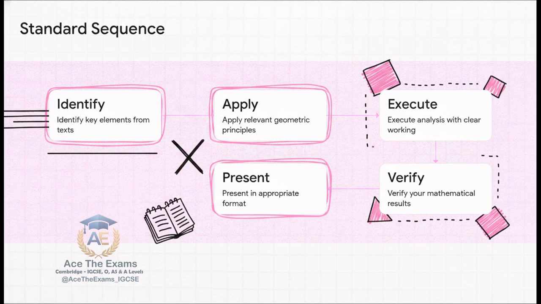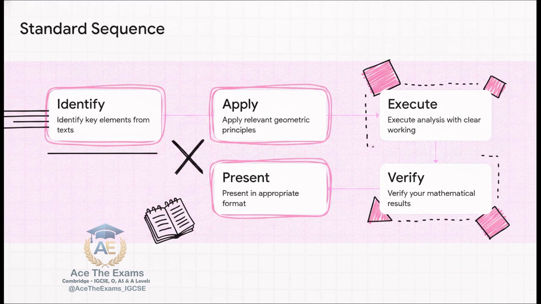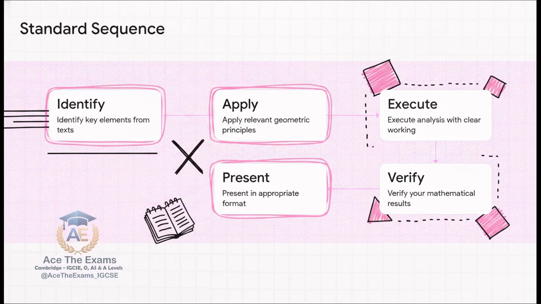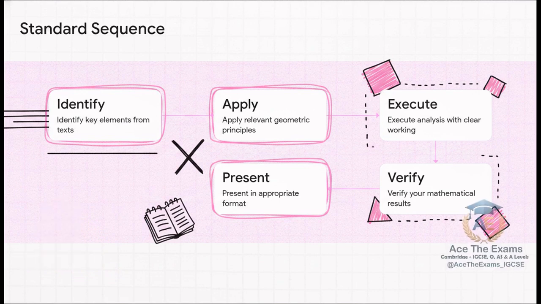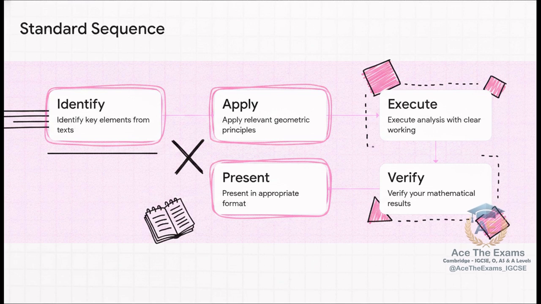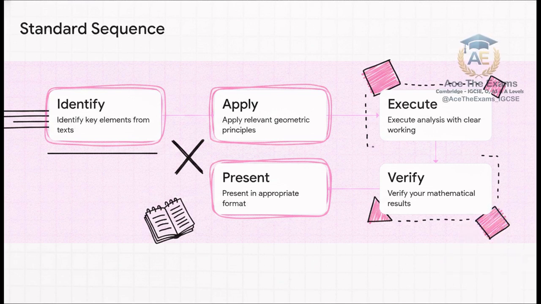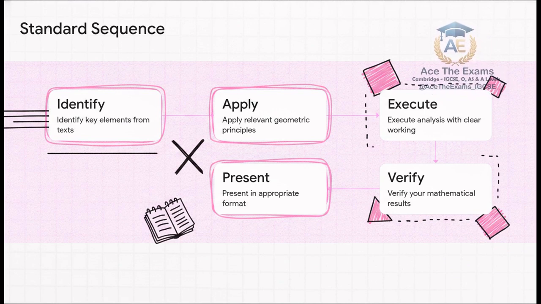To completely cure that exam day overwhelm, you need what I like to call a visual story method, a highly reliable 5-step sequence. Step 1, you start by identifying and extracting key elements from the messy text. Just pull out the coordinates and gradients. Step 2, apply the relevant geometric principles. Step 3, execute the analysis with crystal clear working out. Step 4, verify your results. Does this actually make sense? And Step 5, present your findings in the correct format. It literally turns a nightmare, highly worded paragraph into a predictable, highly solvable puzzle.